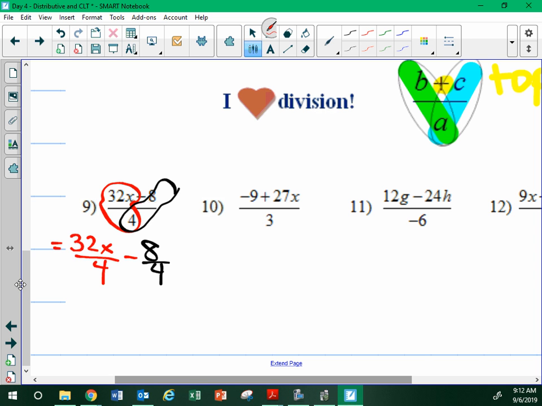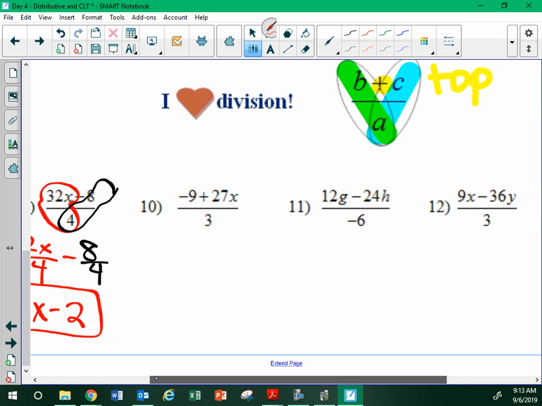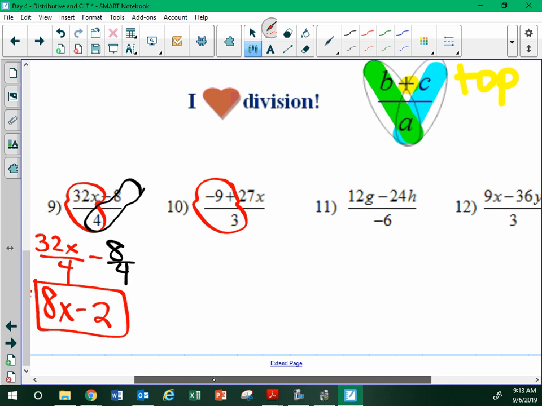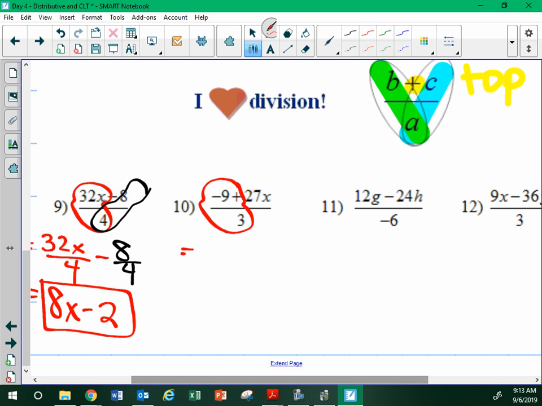So 32 over 4 and 8 over 4. 32 over 4 is 8. Still have our x. What's 8 divided by 4? 2. And that's our answer. So the same thing with number 10. I have negative 9 over 3. 8x minus 2. Okay, so I have negative 9 over 3.